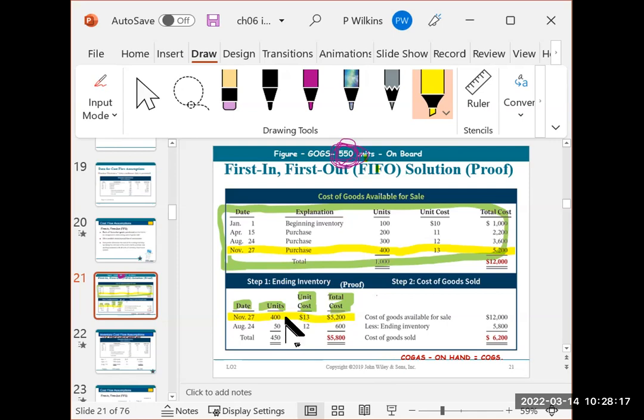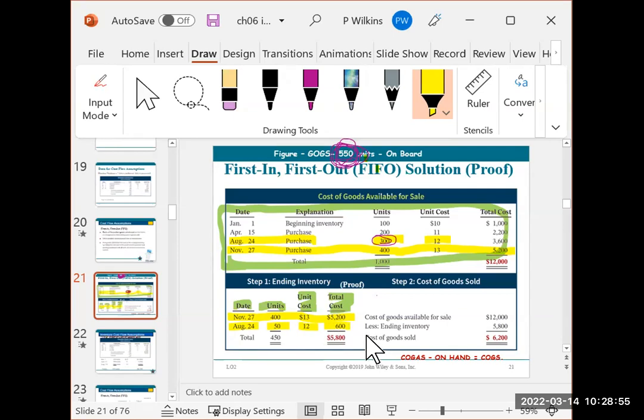Now we say to ourselves, okay, we have 400 units. How many more do we need to get to 450? Well, we need 50 more units. If we look up above, on August 24th there was a purchase of 300 units. We only need 50 of those. So in our proof, on August 24th, we're taking 50 of those 300 units times $12.